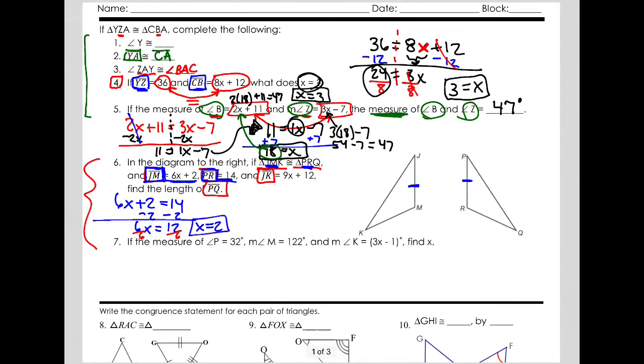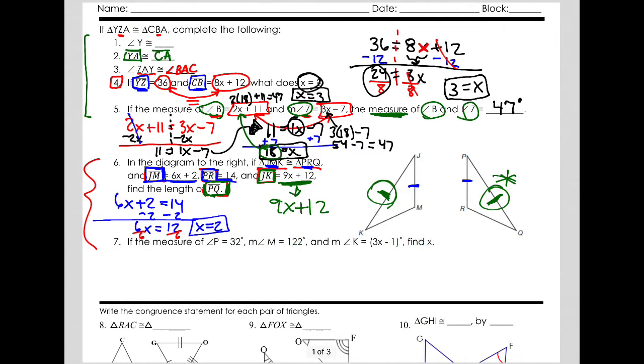Now once again, the problem doesn't just ask us to find x, it asks us to find PQ. So PQ in the picture, I'm going to just make this green so I can mark it in the picture. PQ is here. PQ corresponds to JK. So notice, if we find what JK equals, which is 9x plus 12 right now, because it corresponds to PQ, we'll also know PQ, which is what we want. So PQ is the same as JK, and JK equals 9x plus 12.